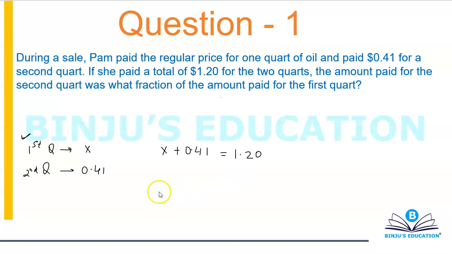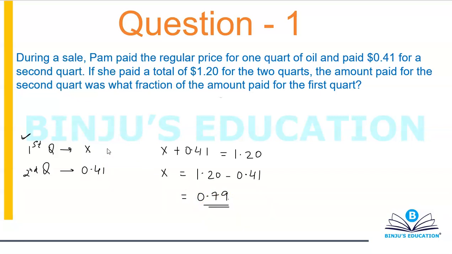So let's calculate the value of x before we even move on with the question. I'm going to get 1.20 minus 0.41. So this will become 0.79, which means for the first one she paid 0.79 and for the second one she paid 0.41.